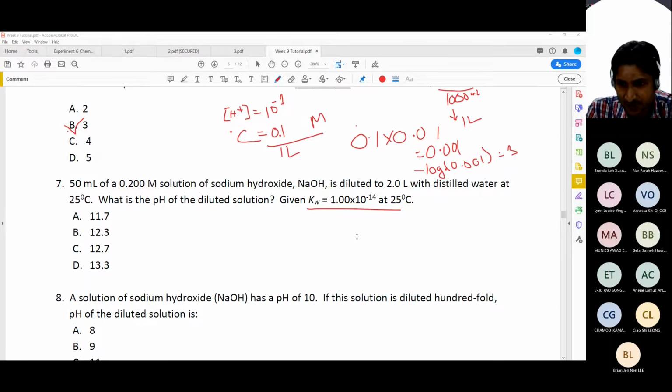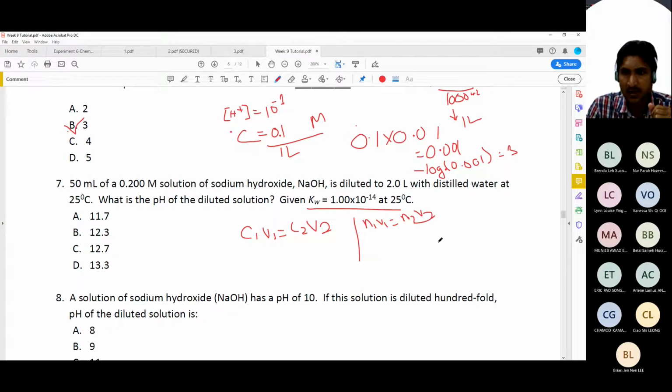So how many times did this dilution happen? We have to find the new concentration of hydroxyl ion. For this, we can use C1 V1 equals C2 V2 in this formula. Some of us know this formula as N1 V1 equals N2 V2. Both are actually the same thing.